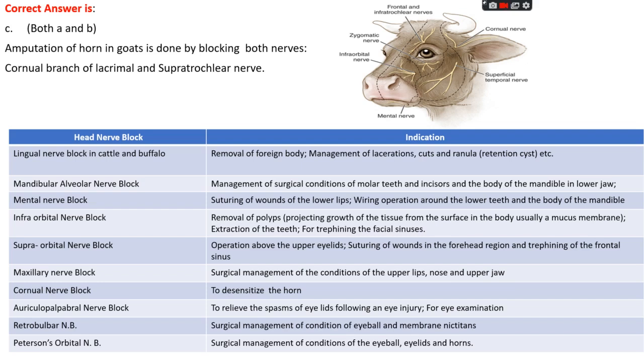To desensitize the horn, we have to do a corneal nerve block. To relieve spasm of the eyelid following an eye injury, or for eye examinations, we have to do an auriculopalpebral nerve block. For surgical management of conditions of the eyeball, and for the nictitating membrane, we have to do a retrobulbar nerve block. And for surgical management of conditions of the eyeball, eyelid, and horn, we have to do Peterson's orbital nerve block.